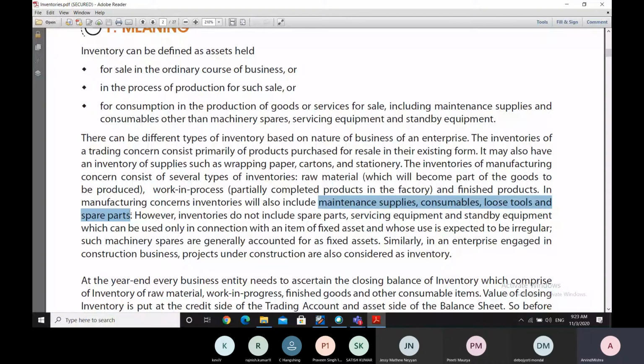has to be specifically excluded, we must understand, because inventories do not include those spare parts, servicing equipment, or the standby equipment which can be used only in connection with one item of the fixed asset, and not with other items of the fixed assets, and whose use is expected to be not very regular. So those items which are not regularly used as spare parts, servicing equipment, or standby equipment, and which are connected with only one particular asset, they are not included in the inventories.